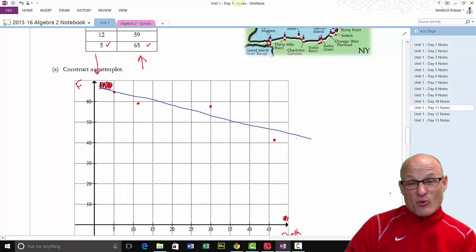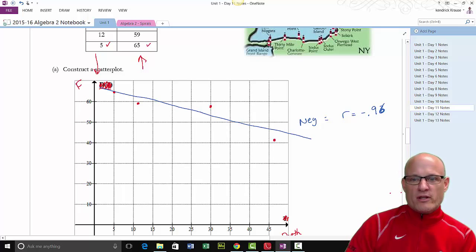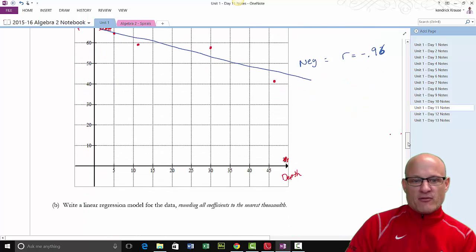Now, are these points very far away from the line? No. But you'll see that it has a negative correlation. It's pretty close. So I'm going to estimate a correlation coefficient of somewhere around negative 0.96. Those points are pretty close. There seems to be a direct correlation of temperature with the depth of the water.